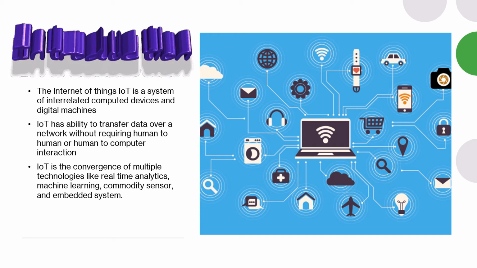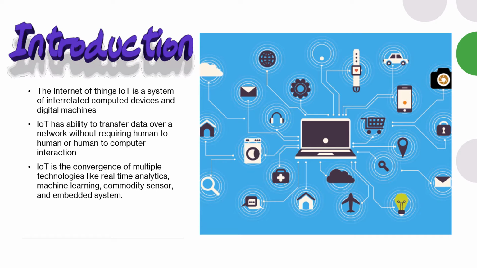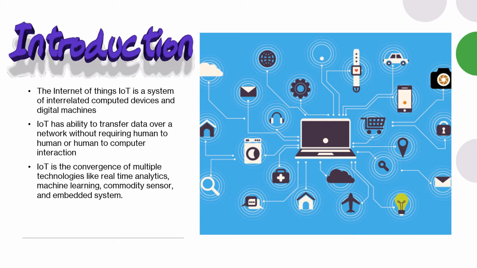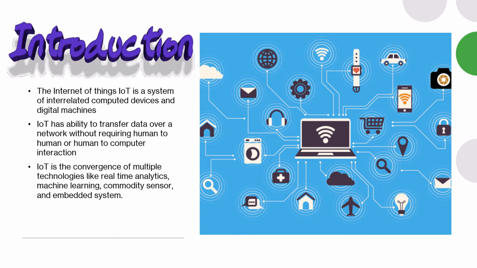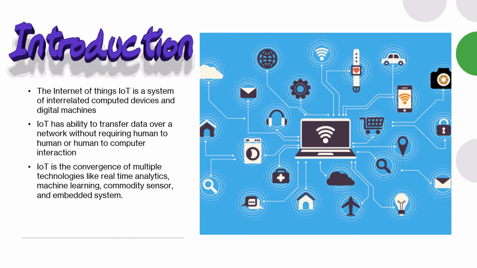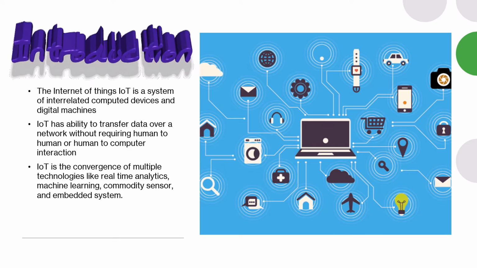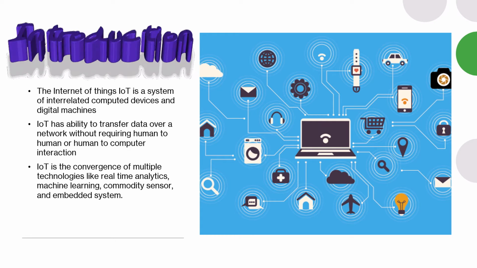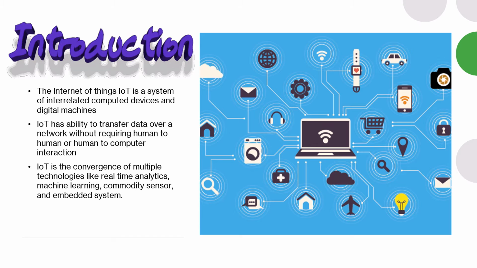Now, let's talk about introduction. The Internet of Things is a system of interrelated computer devices and digital machines. IoT has the ability to transfer data over a network without requiring human-to-human or human-to-computer interaction. IoT is the convergence of multiple technologies like real-time analytics, machine learning, commodity sensors, and embedded systems.